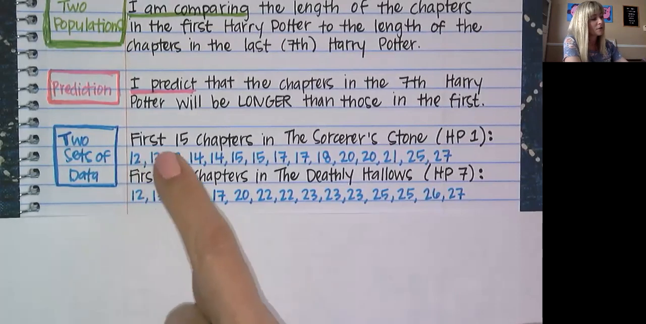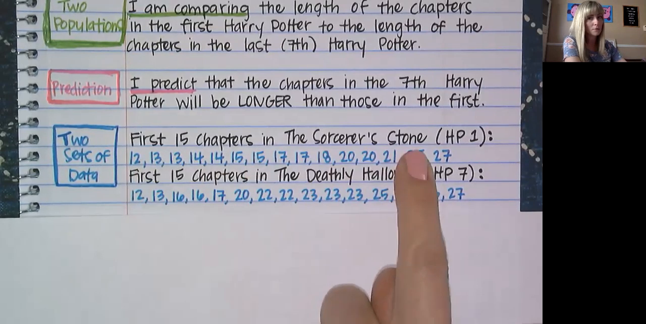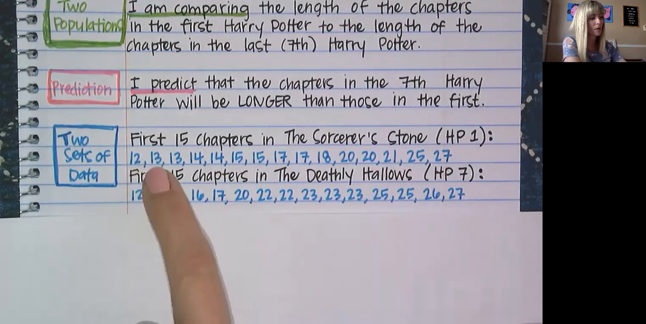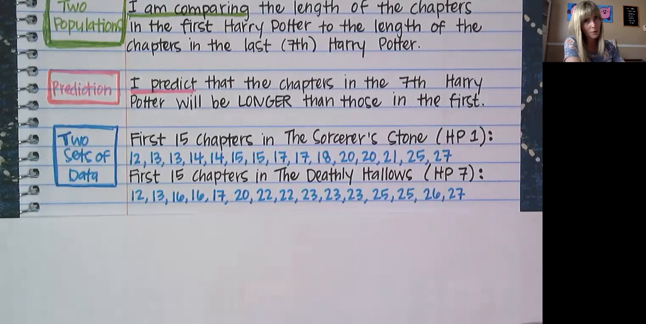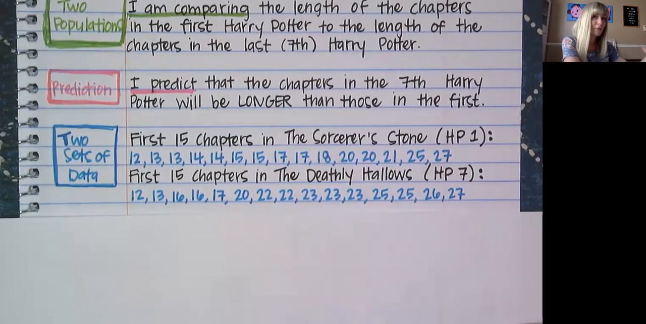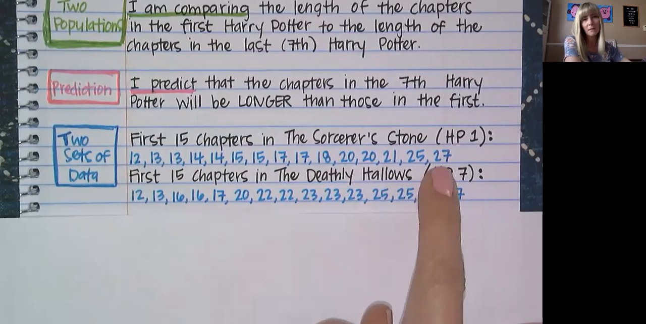I just did the first 15 chapters in the Sorcerer's Stone, and I called that Harry Potter 1. This is not them in order. I've already put them in numerical order. And so you might want to gather it on a separate sheet of paper and then on here just put it in order for yourself. Like I think the first chapter was 17 pages or something like that. So this is not chapters 1 through 15 in order. This is all for the first 15 chapters, then put in order of their size.